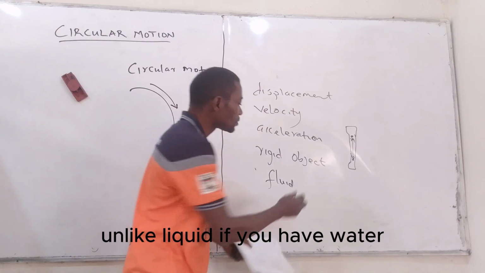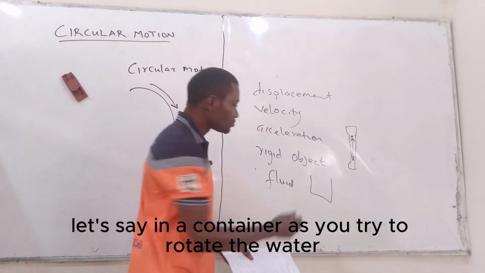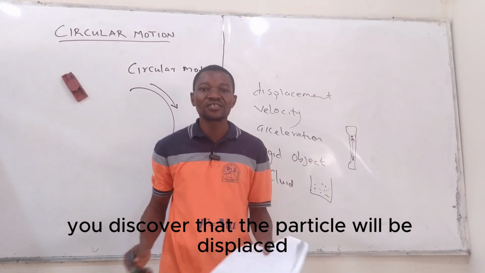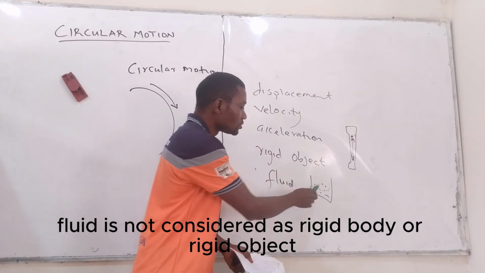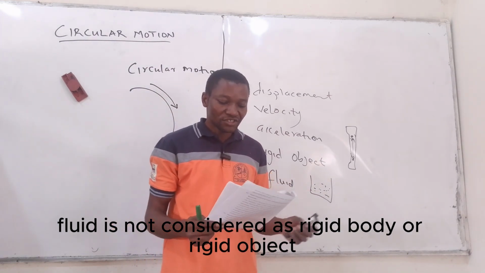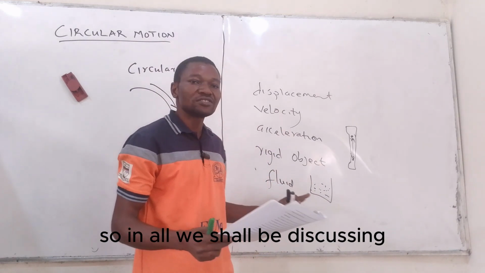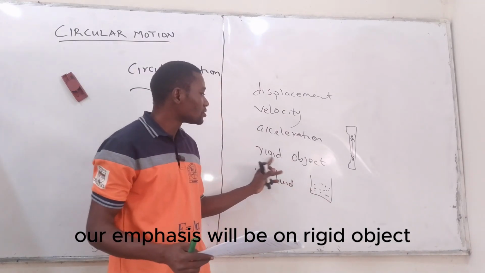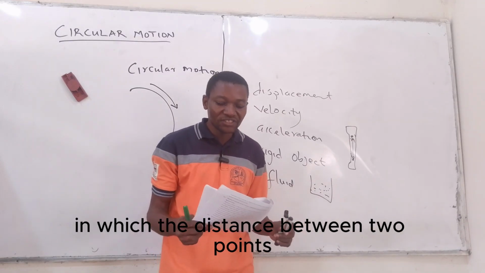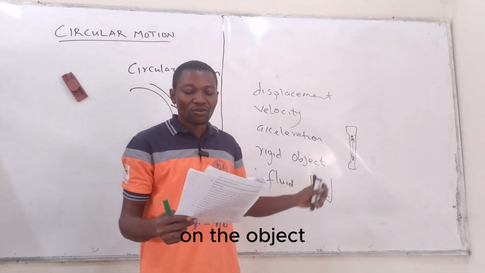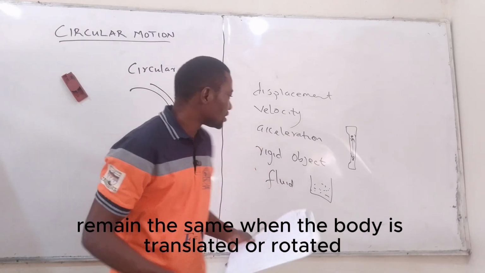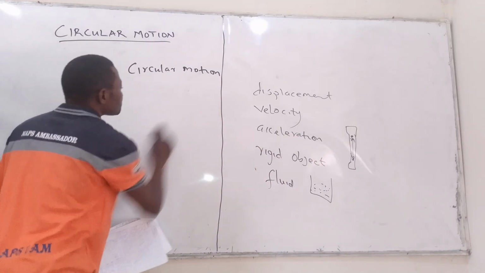Unlike liquid, if you have water, let's say in a container, as you try to rotate the water, you discover that the particles will be displaced from each position. So fluid is not considered a rigid body or rigid object. So in all we shall be discussing, our emphasis will be on rigid objects, which are objects in which the distance between 2 points on the object remains the same when the body is translated or rotated. Okay, let's make progress.